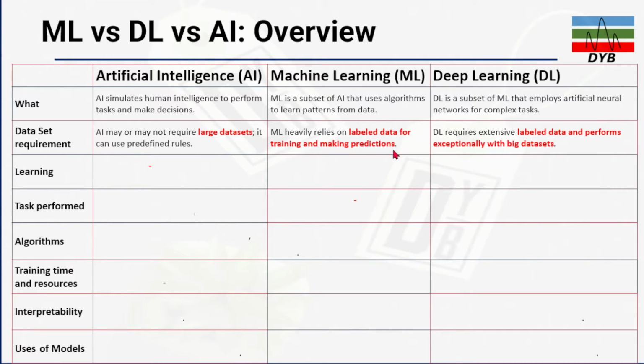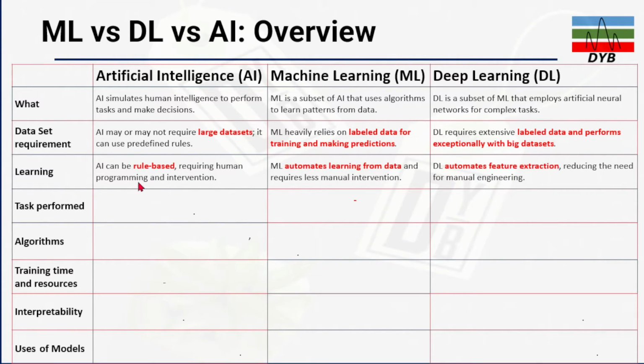So in this, we need big data. And how are the learning rules defined? AI can be rule-based, requiring human programming and intervention, and ML learns automatically from the data and requires less manual intervention. But DL does automatic feature extraction and reduces the need for manual engineering. That is one of the advantages of deep learning.